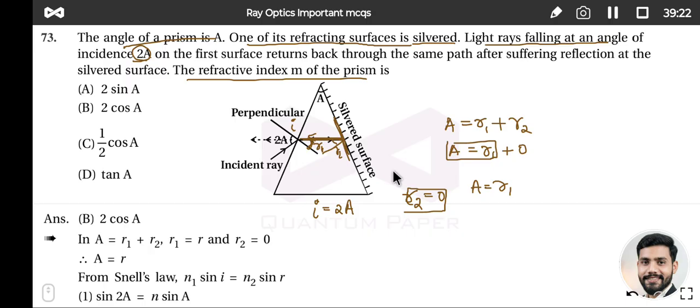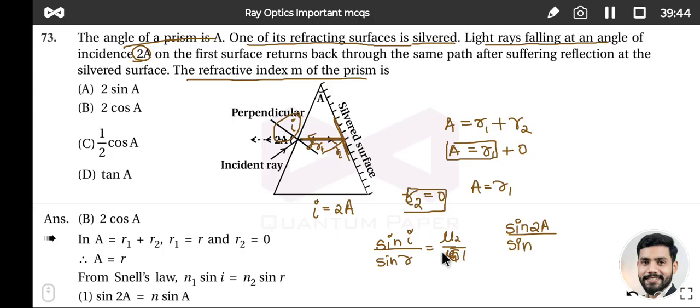So if we apply Snell's law here, sine of incidence angle I upon sine R is equal to mu2 by mu1. Mu1 is nothing but 1 because it is air. So sine I, the given incidence angle, is 2A. Sine 2A upon sine R1 here, and R1 is the same as A. So sine 2A upon sine A is equal to the refractive index of this prism, mu.